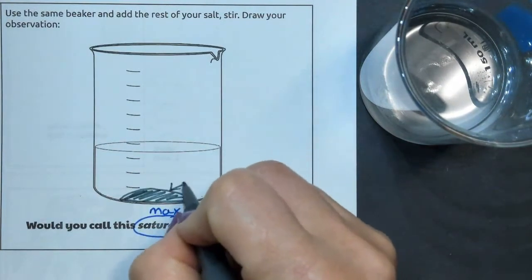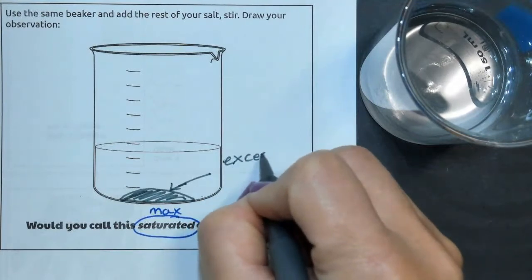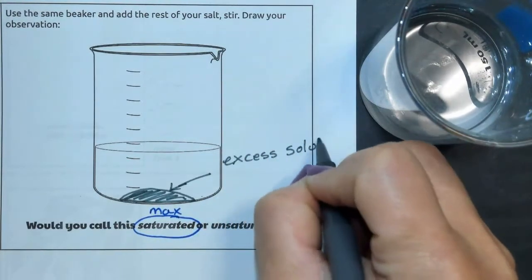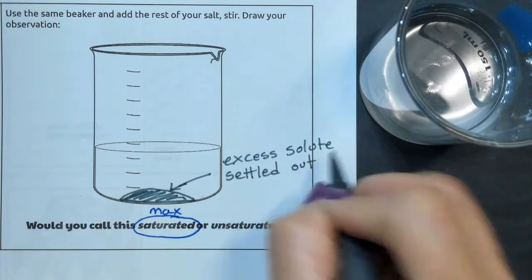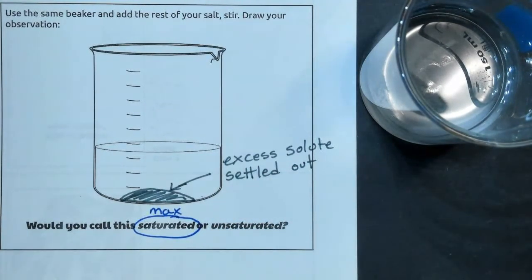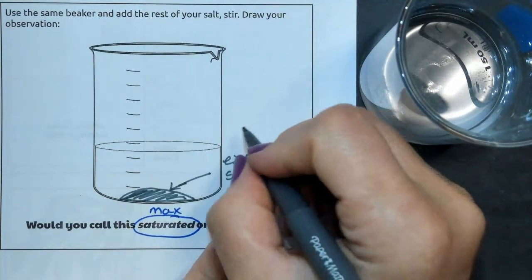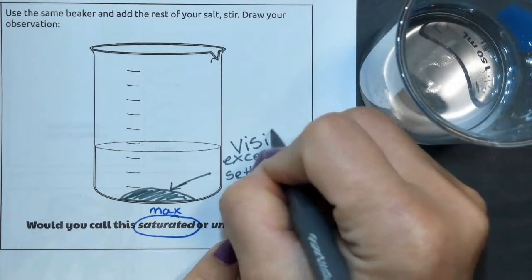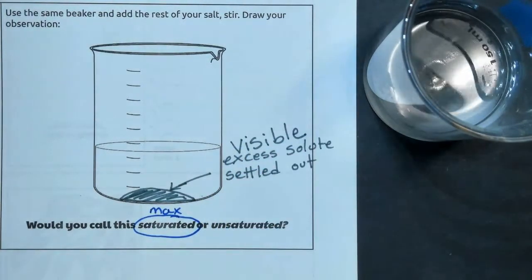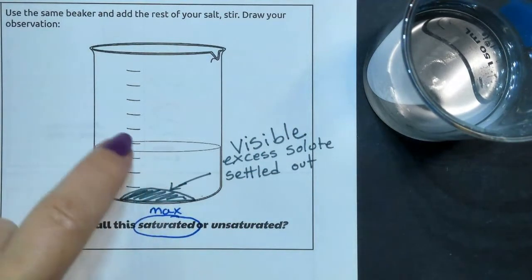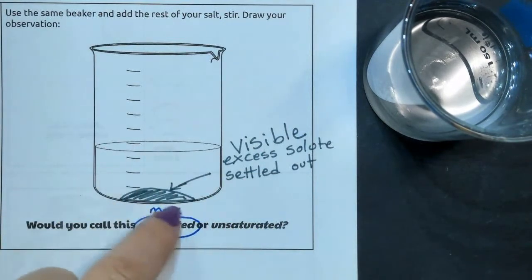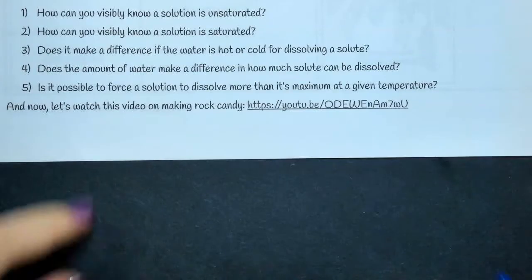So we have excess solute settled out at the bottom of the beaker. And so that's the visible way to know that it is saturated. So I'm even going to add here, because this is important, it's visible excess solute. You can see that there's more than all that could possibly be dissolved, and so we have this extra sitting at the bottom.